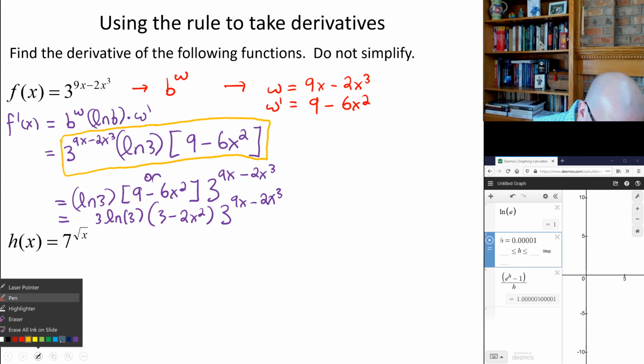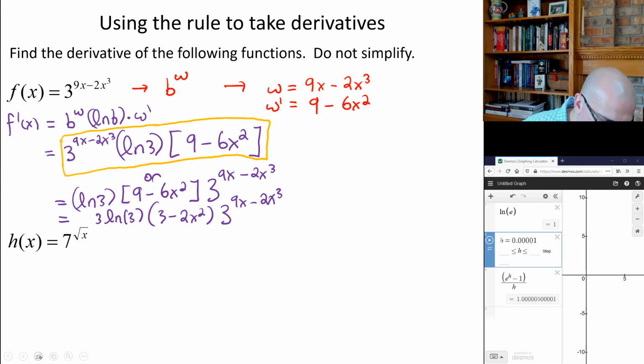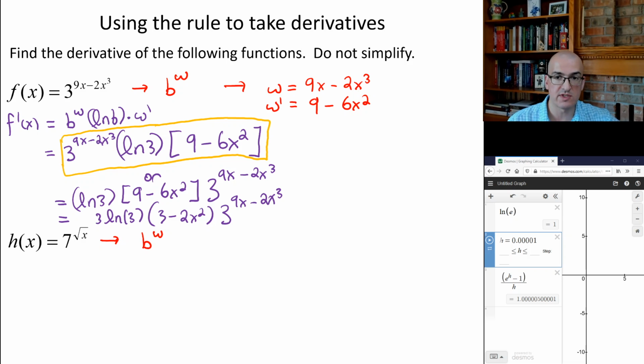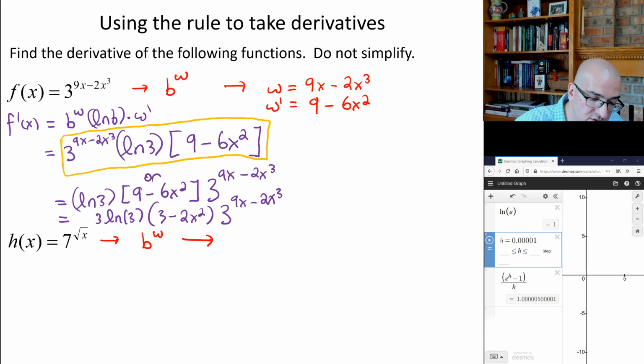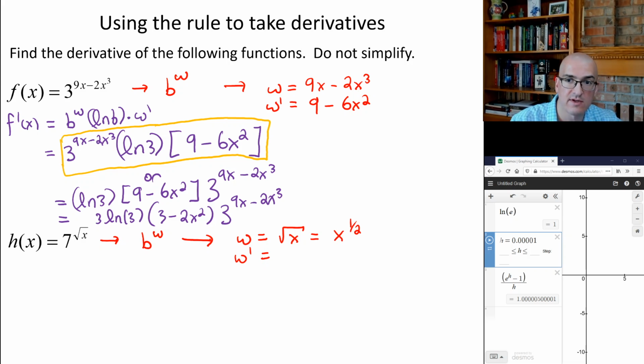Okay, next one. Use a different color for it. Well, maybe not the first part. First part is recognizing what type of function it is. This is b to the power of w. Different base b, different function w, but it has the same form. That means its derivative will come from the same formula. W in this case is square root of x, which we know is x to the power 1/2. When we take the derivative, which we're going to do because we're going to need it for the big formula, the 1/2 comes down, and we have x to 1 lower power, so negative 1/2.